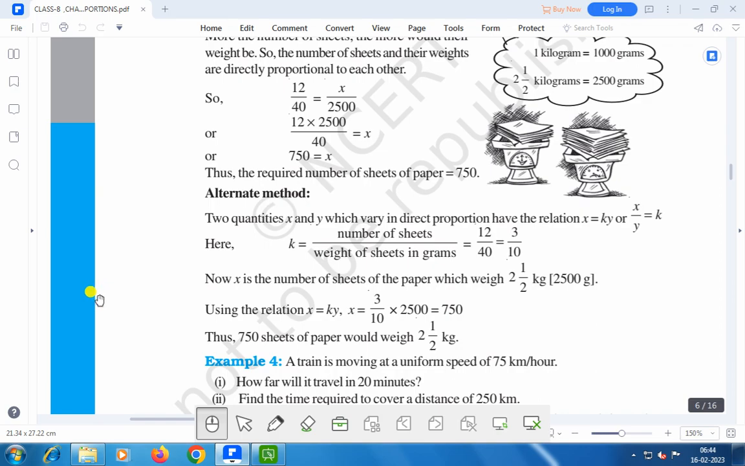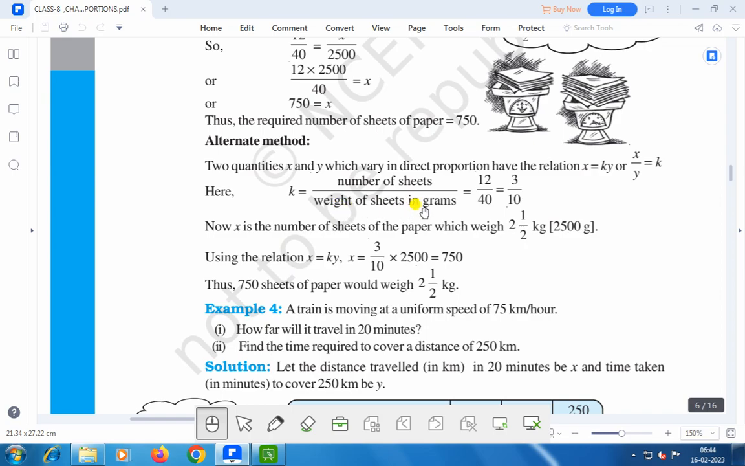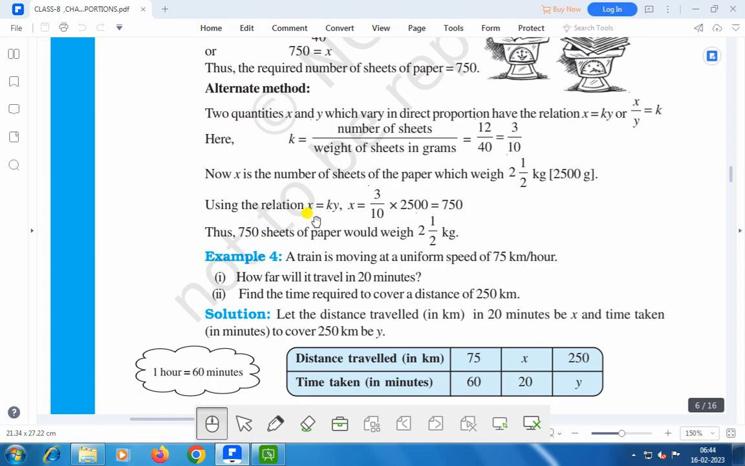This is an alternative method also. Two quantities x and y which vary in direct proportion have the relation x equal to ky, or x by y equal to constant. Here k equal to number of sheets by weight of sheets in grams, 12 by 40, that is 3 by 10. Now x is the number of sheets of paper which weigh 2.5 kilogram, that is 2500 grams. Using the relation x equal to ky, you get x equal to 3 by 10 into 2500, that is 750. Therefore, 750 sheets of paper would weigh 2.5 kilogram.